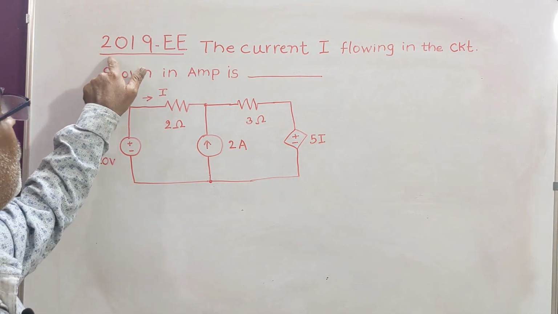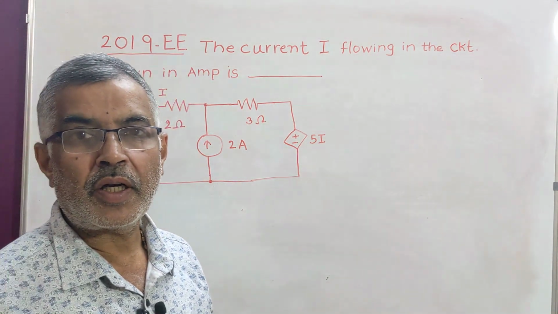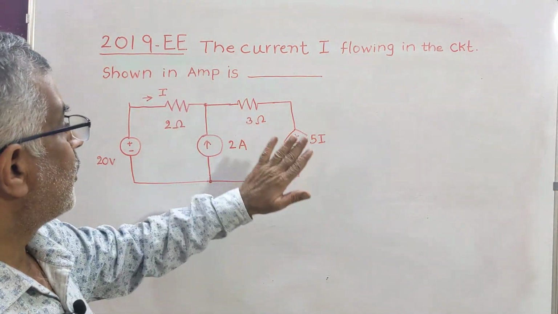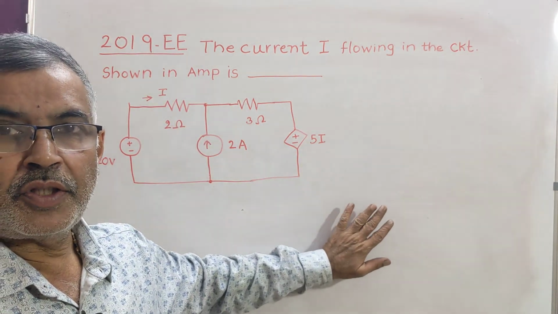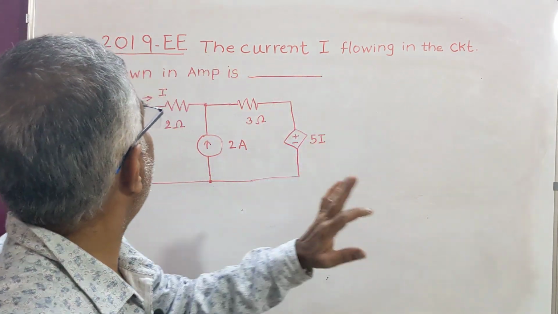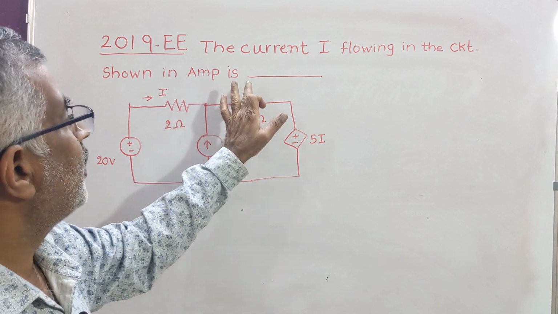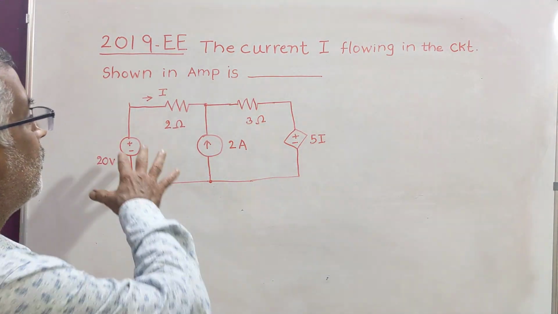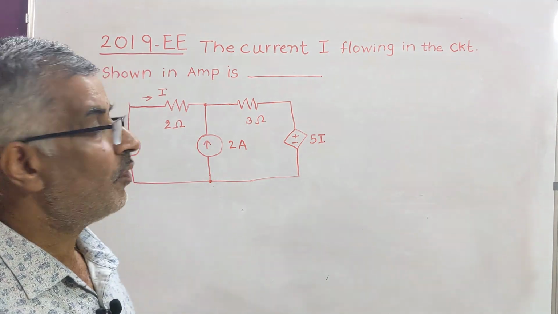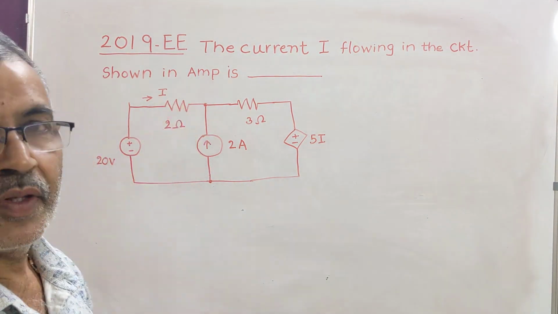I'm continuing with the 2019 EE paper, Electrical and Electronics paper. This problem is based on network theorem. The current I flowing in the circuit shown, in amperes, is dash. So this is the network. I is the current through 2 ohms, so we have to find this value I.